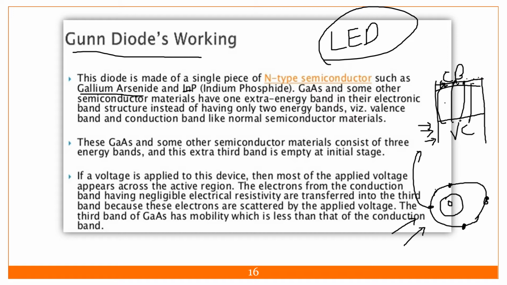If you are increasing the voltage, again the electron will go to the third band. If it goes to the third band, the electron will become sluggish, so its drift velocity decreases, and if drift velocity decreases, then it is forming a resistance, due to which current will start to decrease.